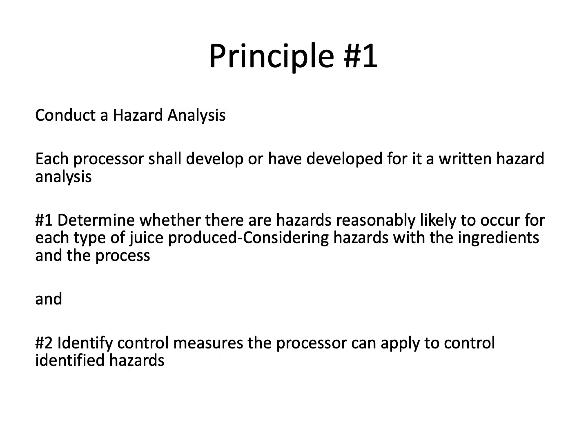Principle number 1, conduct a hazard analysis. Each processor shall develop or have developed for it a written hazard analysis. Number 1, to determine whether there are hazards reasonably likely to occur for each type of juice produced, considering hazards with the ingredients and hazards with the process. And secondly, identify control measures the processor can apply to control the identified hazards.